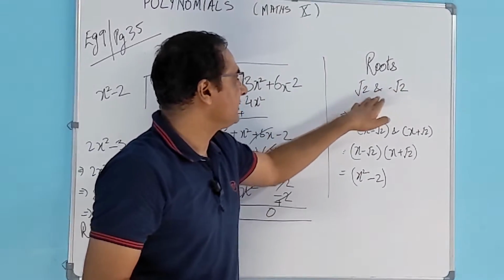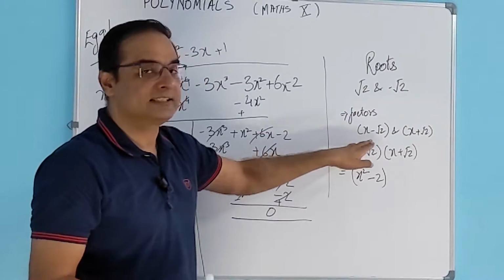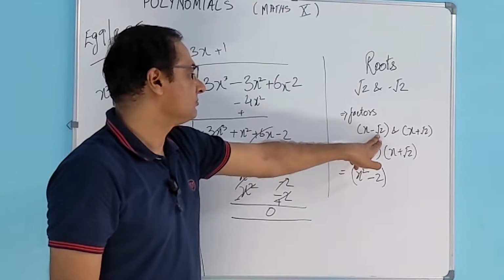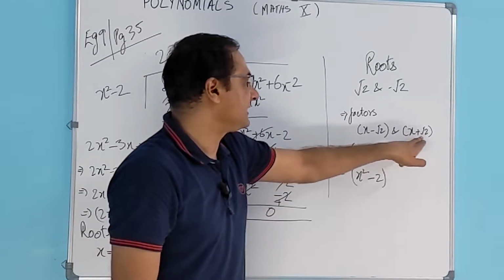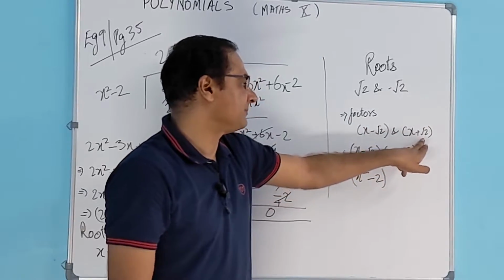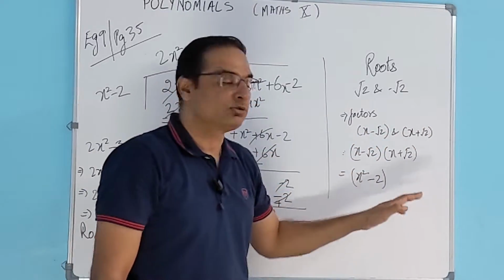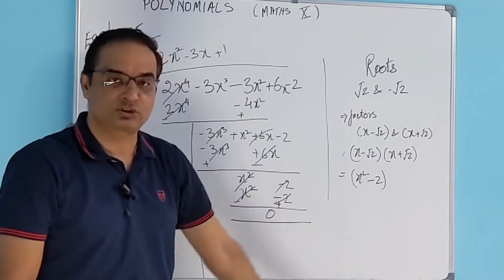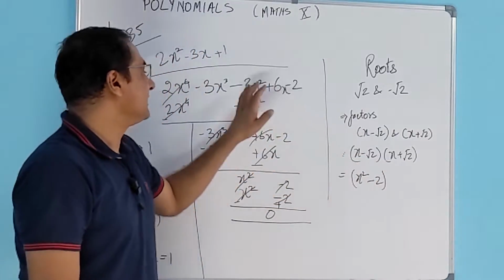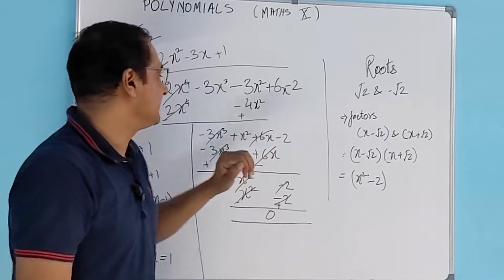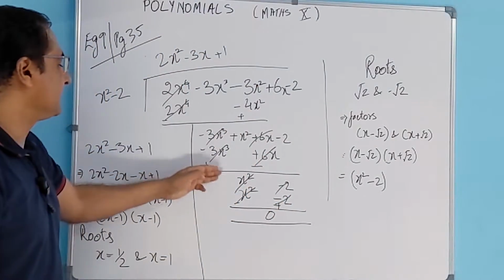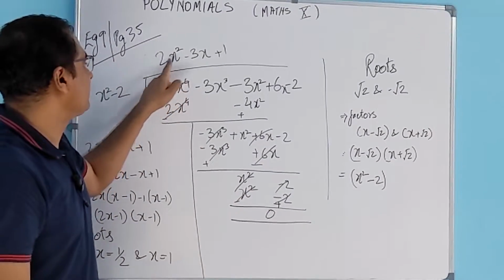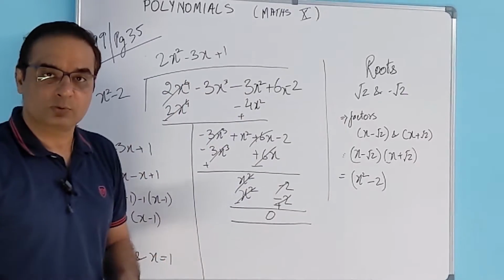Now since the roots are given as root 2 and minus root 2, the factors will be, as I explained, x minus a. What is a, which is the first root? Minus root 2, and the second factor will be x minus root 2, which will be x plus root 2. If we multiply these two, what do we get? x minus root 2 into x plus root 2, that is x square minus 2. So this is basically a factor of this polynomial. Let's divide this. So we have x square minus 2, we divide by this using the process of dividing polynomials. What is the quotient we get? 2x square minus 3x plus 1.